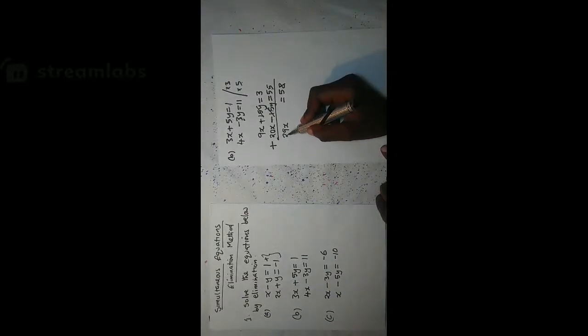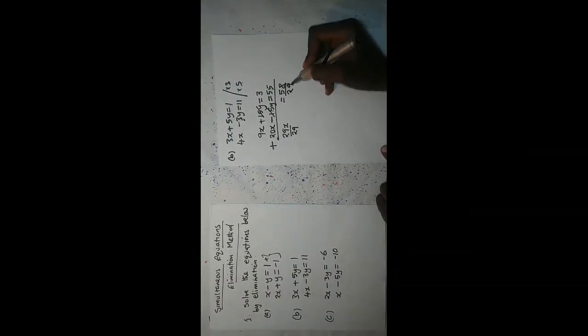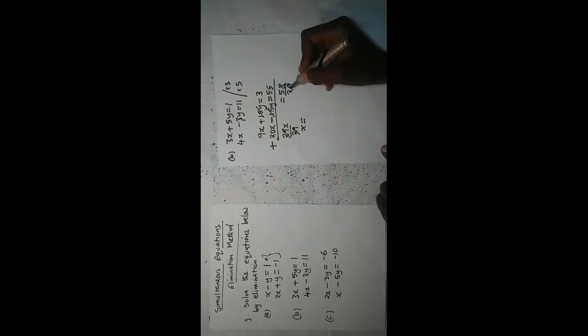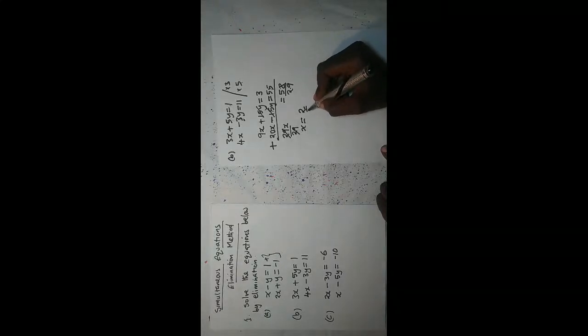We divide both sides by 29. This side we divide by 29. Okay. And then these two will cancel out. We have x is equal to 58 divided by 29. It goes in twice, 2 times. So our x is equal to 2.